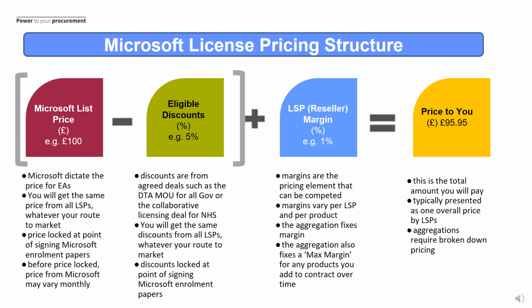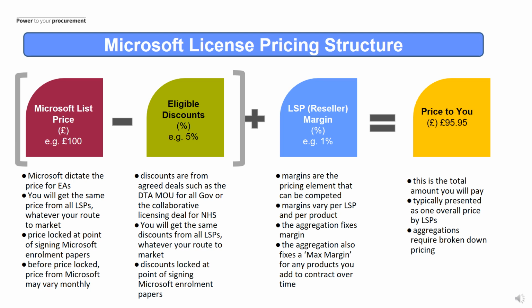Microsoft dictate that list price to their LSPs, and that means that you will get the same price for your ESA and SKU licenses in particular from any LSP, however you buy those licenses. So whatever route to market you choose, whether you join an aggregation or whether you run the tender yourself, that Microsoft list price is set by Microsoft. So it's the same. LSPs have no control over that part of the price. Because it's controlled by Microsoft, this price is locked in from the point of signing your Microsoft enrolment papers.